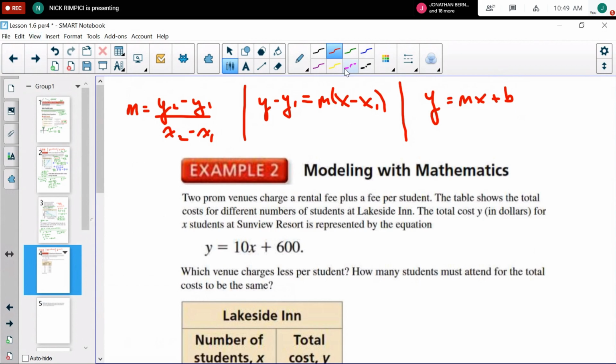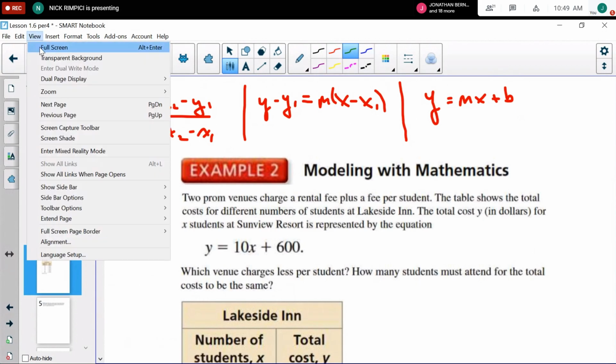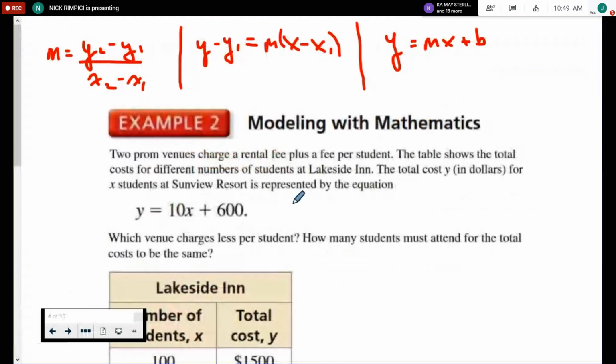So let's see here. Let me change colors. So let's take a look at this problem. This problem has two components. It's got a lot going on.